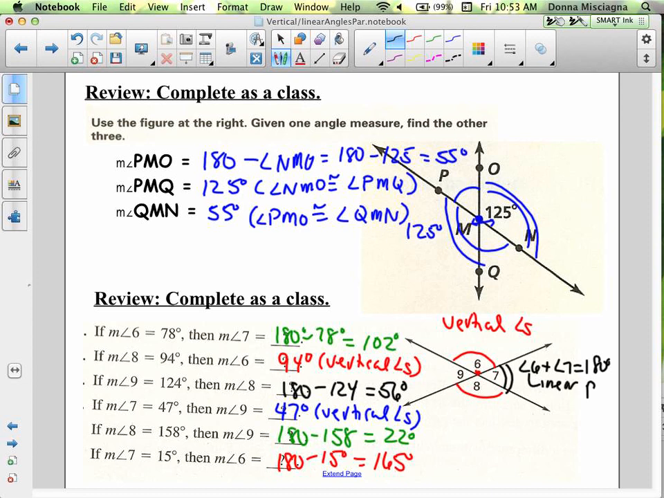Okay, and that's the big idea for this lesson, knowing the difference between vertical angles and their relationship, and knowing how to work with linear pair angles and knowing their relationship.